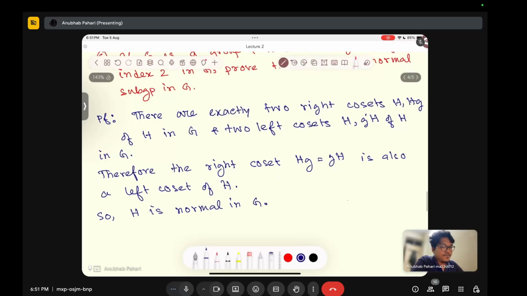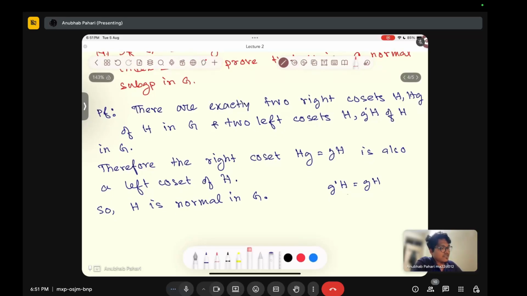So then G'H will become equal to GH only, since there are only two left cosets. Can you tell me again? I'm saying that G'H will be equal to GH only, since there are only two left cosets. It won't make any difference if we take G' or G.